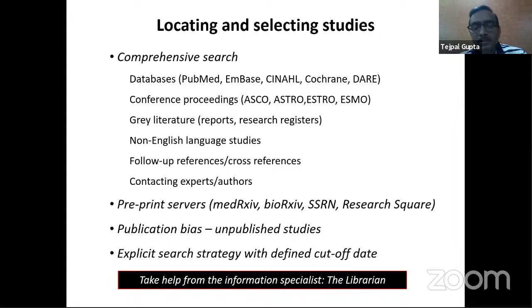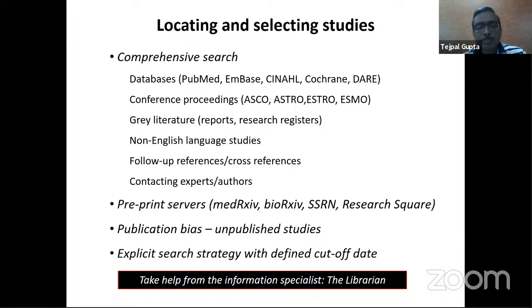So how do you locate and select studies? One thing that I always emphasize is please take help from the information specialist, the librarian. We generally tend to forget the librarian, but they are very useful when it comes to a comprehensive and systematic search of the medical literature. So you could look through databases, conference proceedings, the gray literature, cross references, contact experts and authors. In the COVID era, something that has become very popular is the preprint servers. Not that they did not exist prior to COVID-19, but I think their popularity has skyrocketed in the last 9-10 months. So you have medRxiv, bioRxiv, Research Square, SSRN, a lot of preprint servers where many of the manuscripts are immediately posted once the manuscript is drafted.